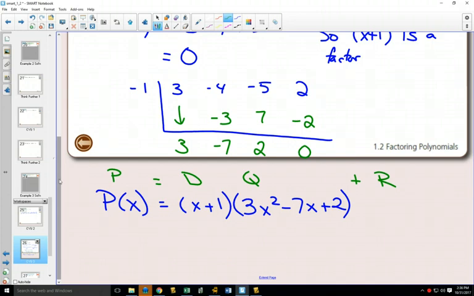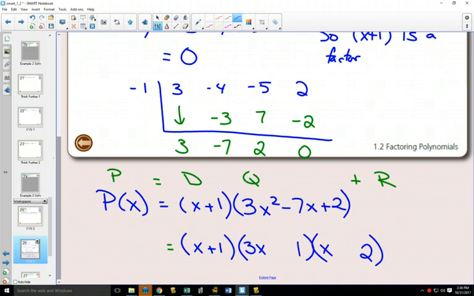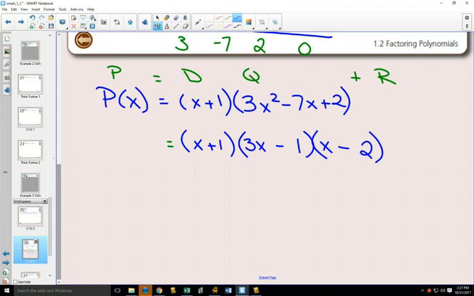And the question said factor fully. We've partially factored it, but now to factor it fully, this is a quadratic. You know how to factor that. The only way to get a 3x squared is a 3x and an x. I need to get 2, so I need to have a 1 and a 2. I need to put my 2 here, so my outside is 6, and my 1 there, so my inside is 1. I need to get a -7, so I need them both to be negative.